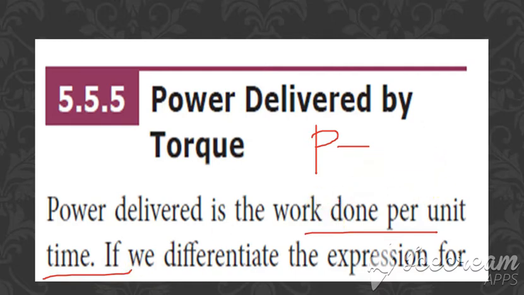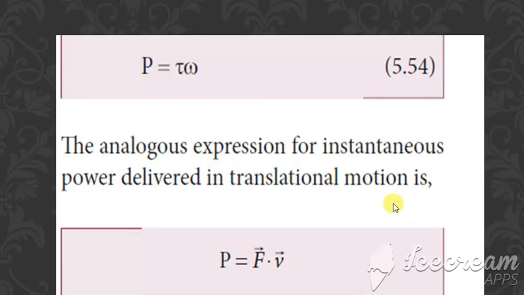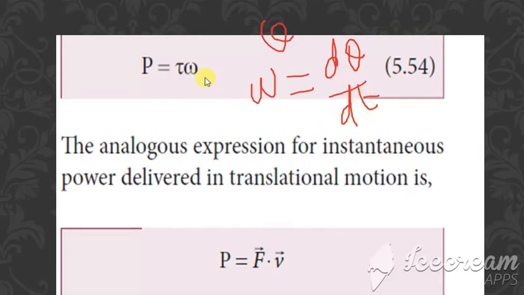If we differentiate the expression, we get P is equal to dW by dt. Okay, now what is this dW? That can be written as tau into d theta. That is the formula for dW, which we have seen already. So tau into d theta by dt. Now this d theta by dt can be written as omega, because that is the rate of change of displacement. Theta is displacement, omega is equal to d theta by dt. So P is equal to tau into omega.